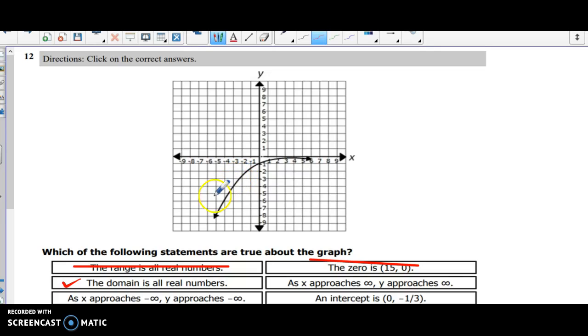As x approaches negative infinity, y approaches negative infinity, that's good. No intercept. And y is going to approach 0, but it's never going to cross it. It's not going to approach positive infinity. So these are going to be the only two answers that are going to work.